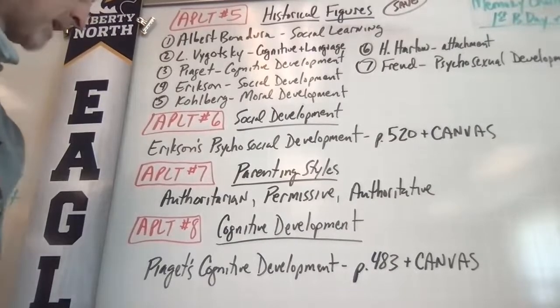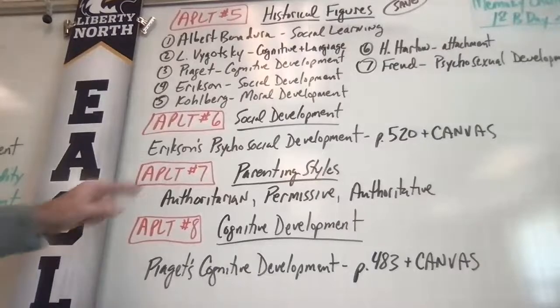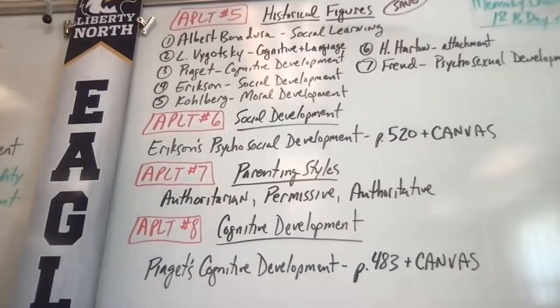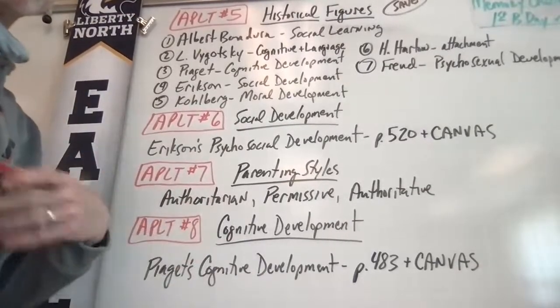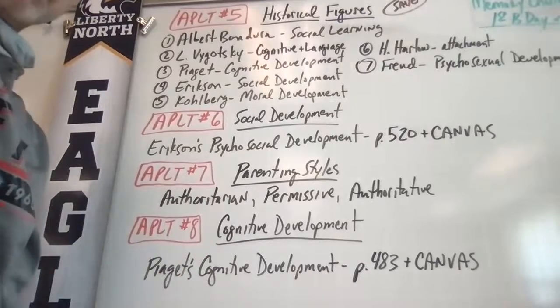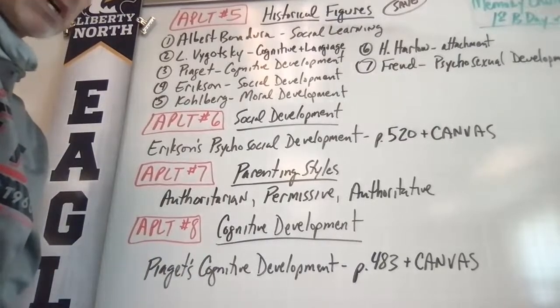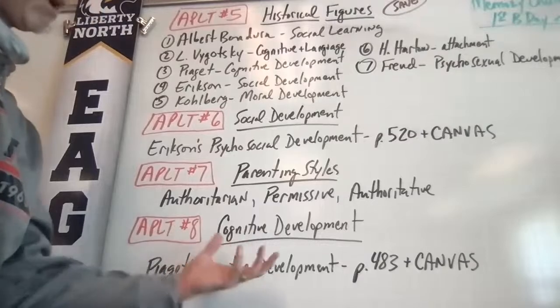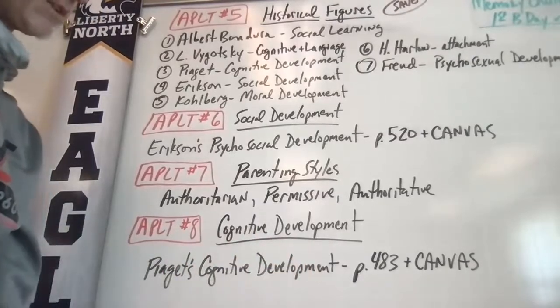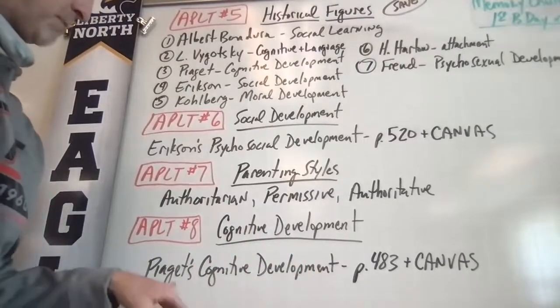Okay. And then AP learning target number 8 is cognitive development, which is, again, how our minds develop, how we develop to think. Which is very, very fascinating. We're going to spend time on this as well because this is a big one. This is probably the biggest theory in the entire book. It's the cornerstone. So this is Piaget.